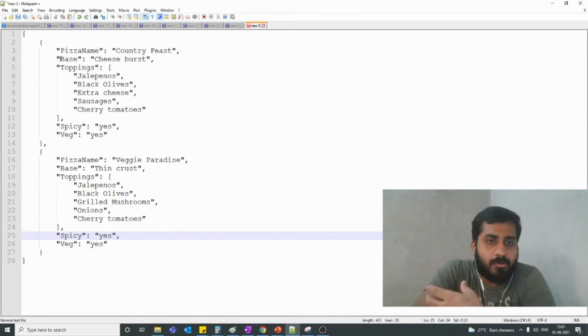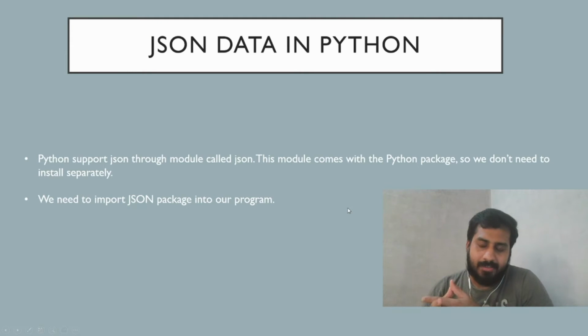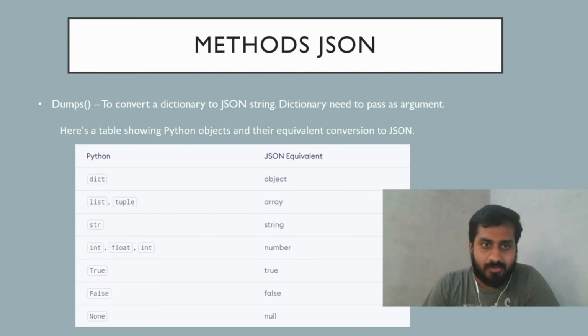So now for a computer program, it's easy to understand and easy to consume the specific information it wants. Now let's understand how we can deal with JSON in Python. There is an inbuilt module called json in Python, which comes with the Python package itself, so you don't need to install it. You can just import it using the import statement in our program. So the module name is json. The first method we are going to discuss in the json module is dumps.